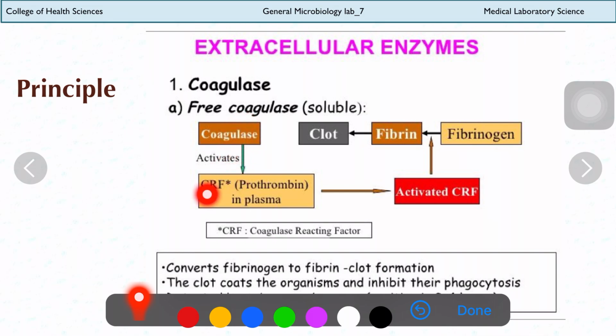Coagulase enzyme, so the principle of the clotting, you can see it from here. Coagulase enzyme will activate CRF. What do you mean by CRF? Coagulase reacting factor. So you have prothrombin in our plasma. Coagulase will activate CRF, and activated CRF will convert fibrinogen to fibrin, and after that the blood will clot. In order to see clotting and to get a part of blood without the cells, it's better to collect plasma, because inside plasma we have clotting factors.